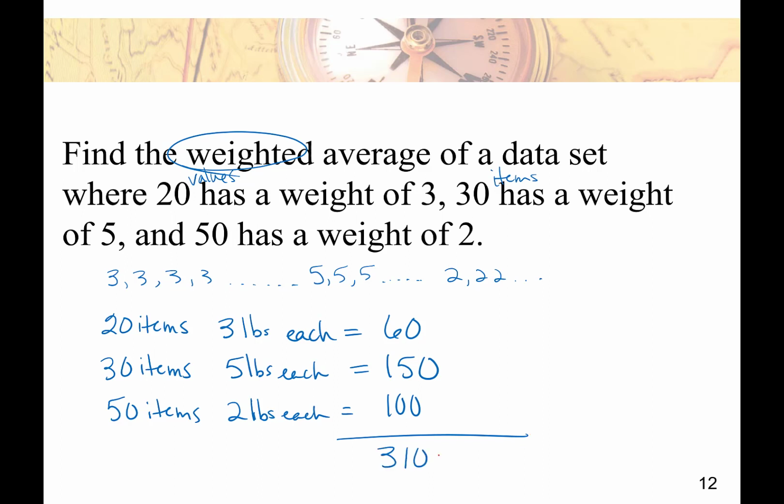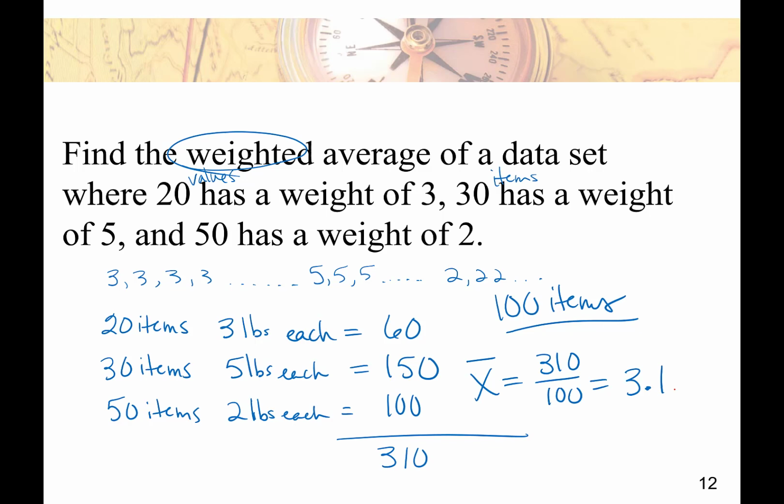Now I'm not going to divide by 3 because I had more than 3 items. There were actually 100 items total. And so to find the average, we'll do 310 divided by 100, which is 3.1. And so the average weight of all of these items is about 3.1.